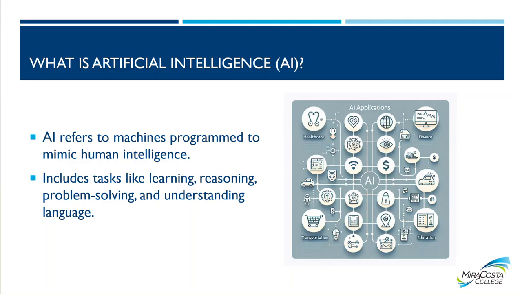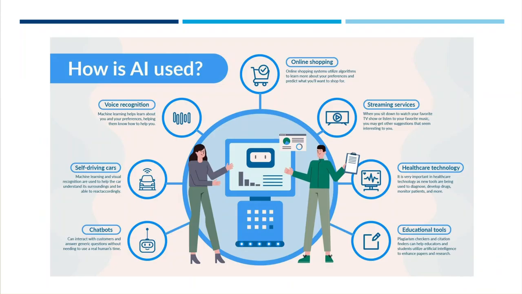So what is AI? AI refers to machines programmed to mimic human intelligence, includes tasks like learning, reasoning, problem solving, and understanding language. This graphic here was actually produced with AI. I think it was Gemini that was used to create that one. Here's another graphic that kind of explains how AI can be used and is being used. So voice recognition, online shopping, streaming services.